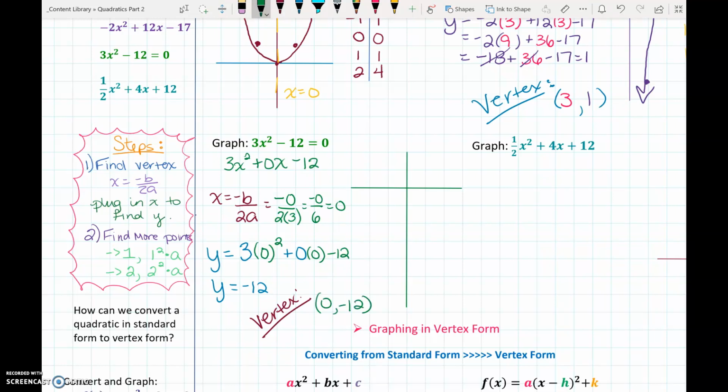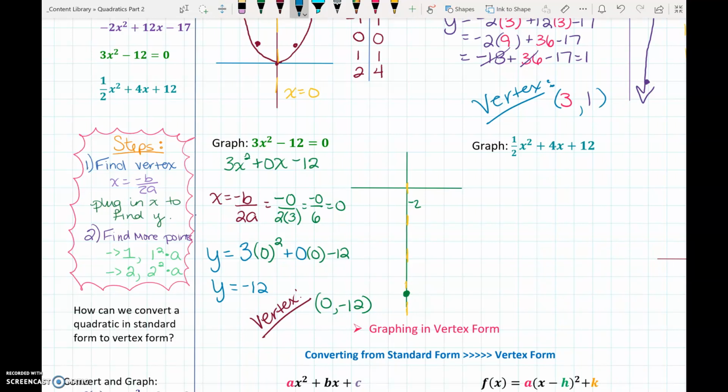I definitely don't want to use 12 lines in my graph, so I'm going to count by 2's. So 2, 4, 6, 8, 10, 12, negative 12. Let's look at A, because remember, A always tells us the direction. So am I going up or down? A is positive, so I'm smiling. Thank goodness, or else I was not going to have enough room. I'm going to draw in my axis of symmetry, so I can find one half of the graph and then reflect it.